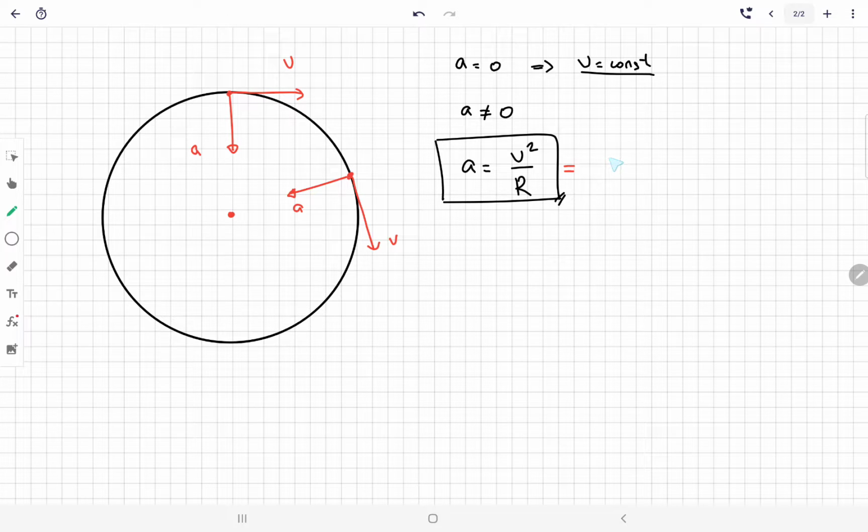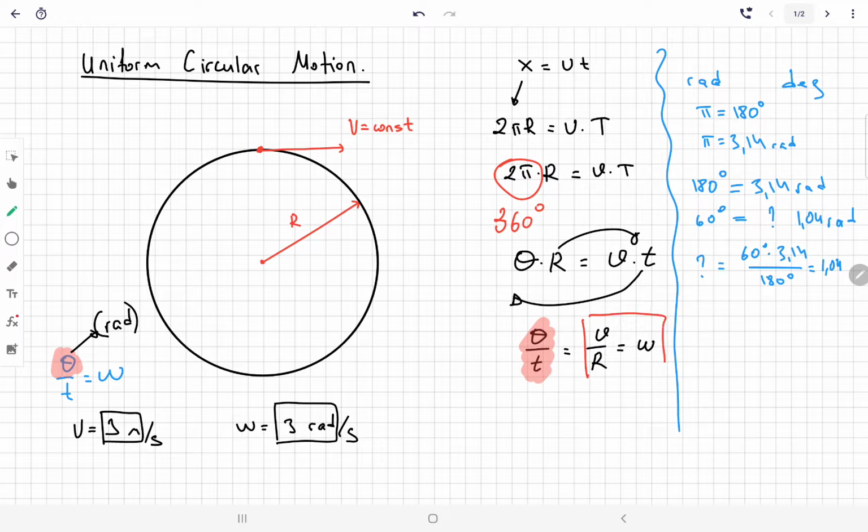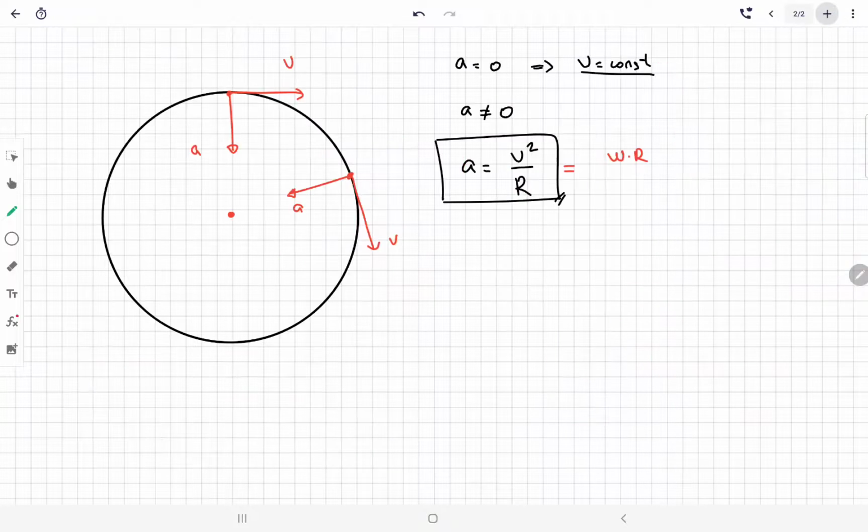We know that velocity equals angular speed times radius. So let me use this expression. So this acceleration equals angular speed times radius, all squared, divided by radius. From here we can also express the acceleration in terms of angular speed: angular speed squared times radius.